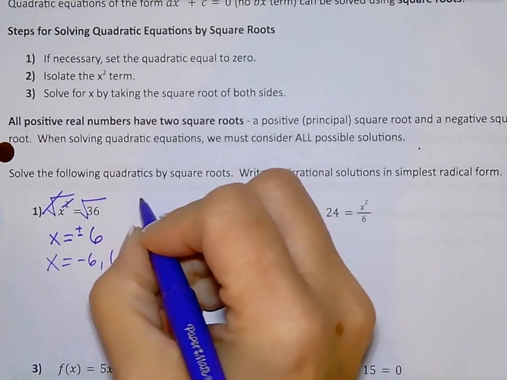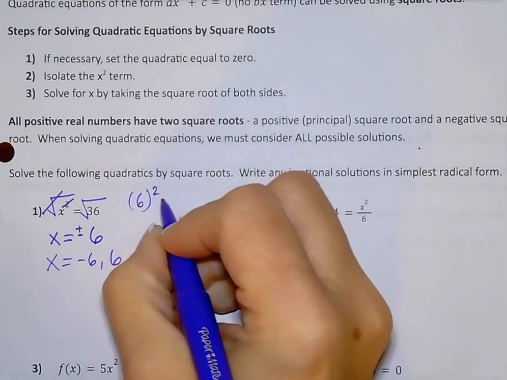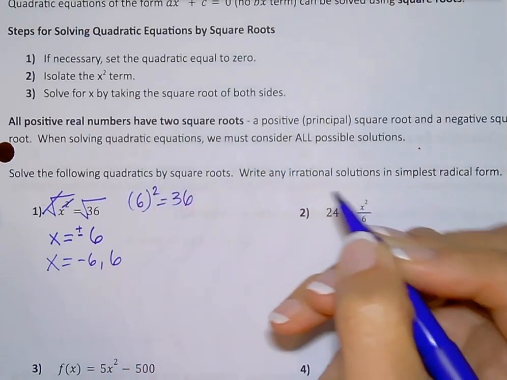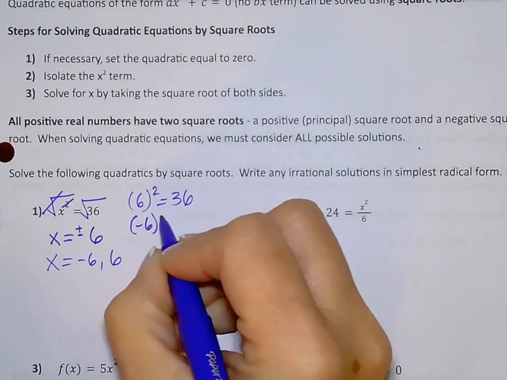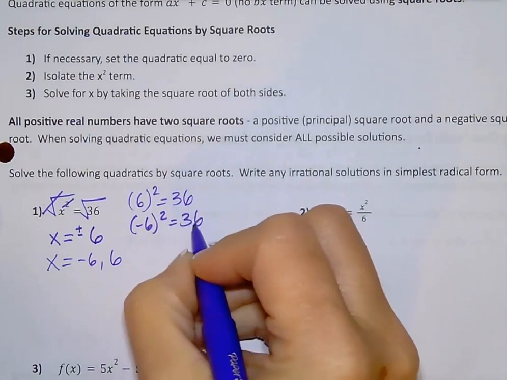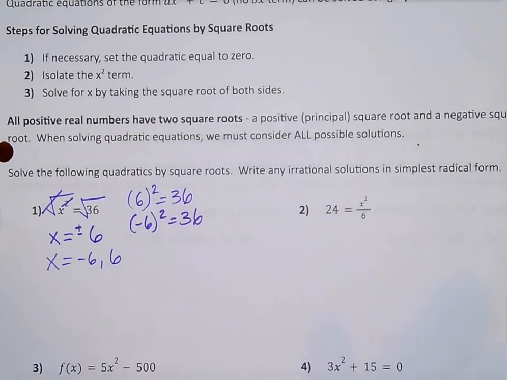Okay, this is because 6 squared equals 36, but also negative 6 squared equals 36. So this time we have 2 roots.